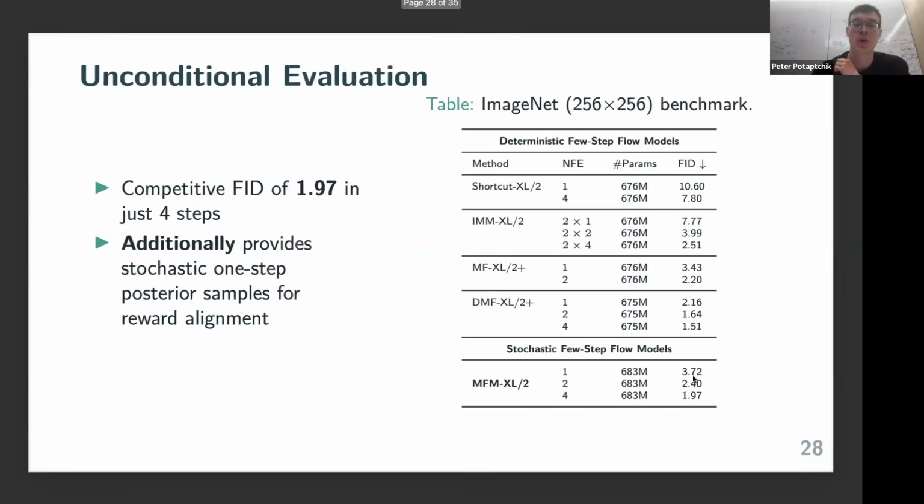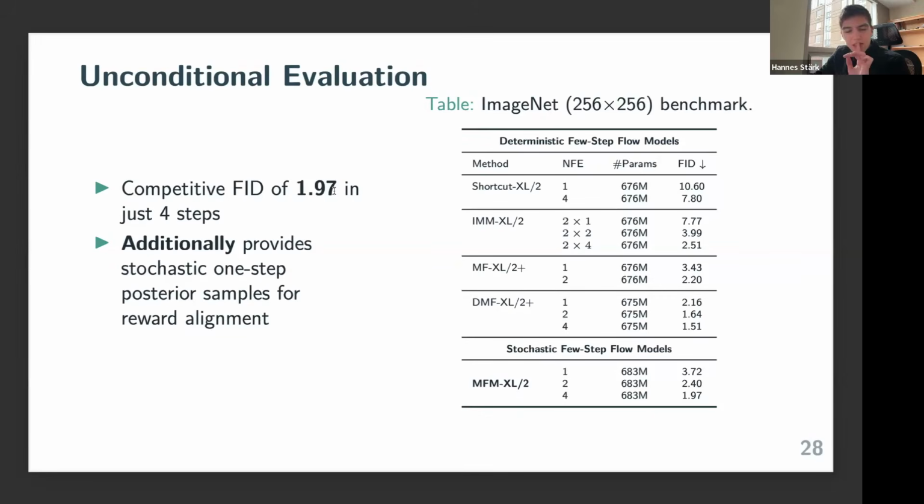Okay. So here we can also do unconditional sampling with the meta flow map. Now, you probably wouldn't want to do this. There's no point to. Just use your standard flow map. But we just wanted to show that even by giving you all of this access to all these extra posterior sampling capabilities, we still could get pretty respectable FID scores with our meta flow map. So in 4 steps, we were still able to get a sub 2 FID.